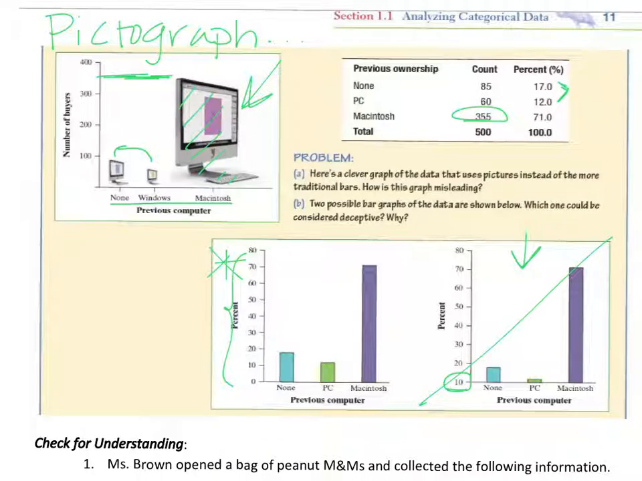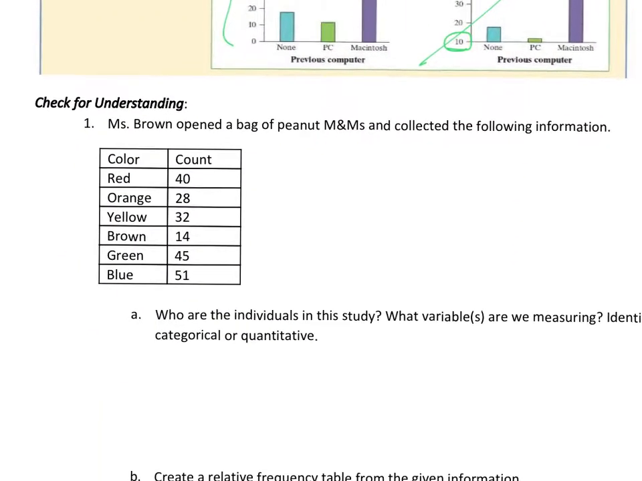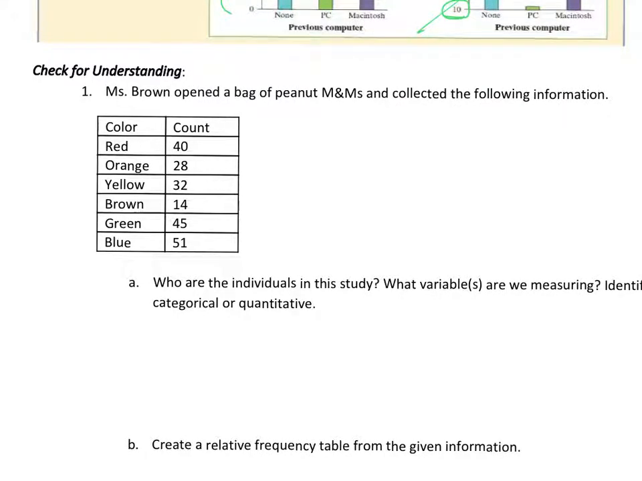Let's go ahead and look at an example here. It says Miss Brown opened a bag of peanut M&Ms and collected the following information. So we have the list of the colors as well as the count. Our variable here is going to be the color of those peanut M&Ms. Who are the individuals that we're studying here? The individuals that we're studying are those peanut M&Ms.